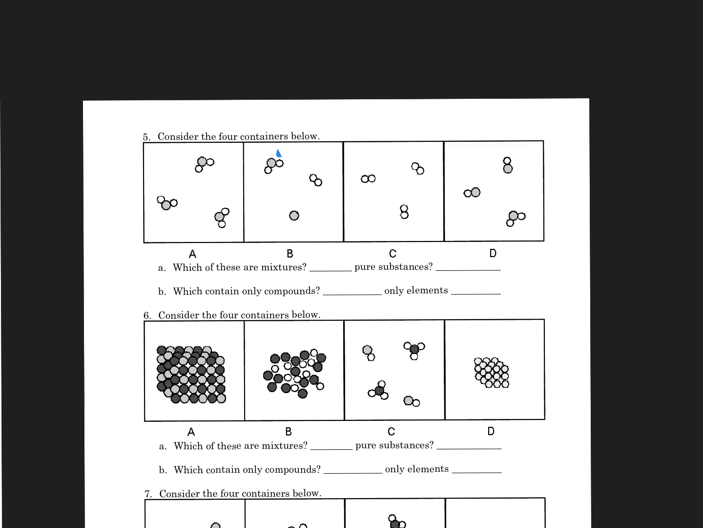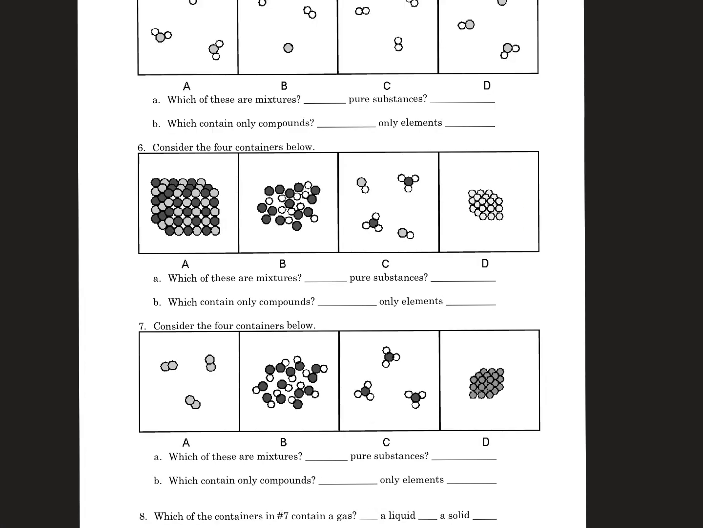D contains only compounds. This is a compound, and this is a compound. This is one kind of a compound. This is another kind of a compound. All right, looking at number 6 now.